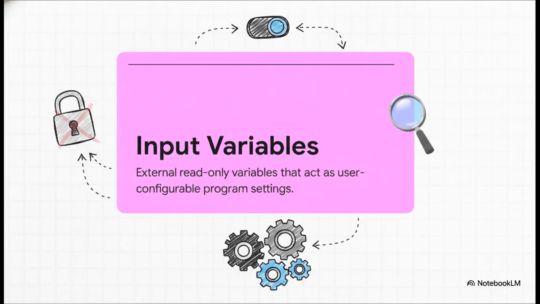So input variables. These are external parameters defined with the input modifier, and they're brilliant because they essentially act as your program's external settings. Now, inside your MQL5 code, these variables are strictly read-only. Your robot absolutely cannot change them while it's running. They can only be modified by the user before the program starts up. This is great because it lets traders tweak things like moving average periods or lot sizes without ever having to dig into or recompile the actual source code.